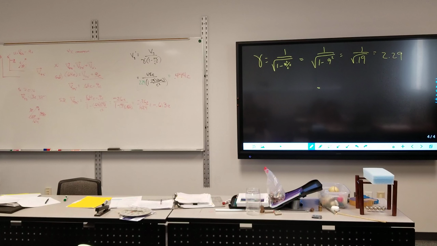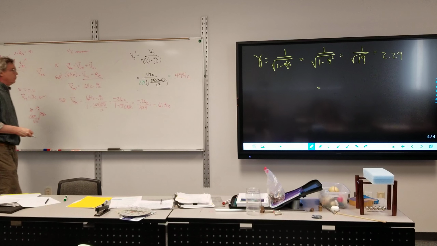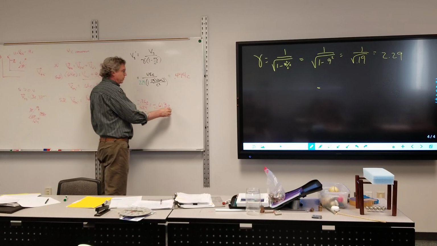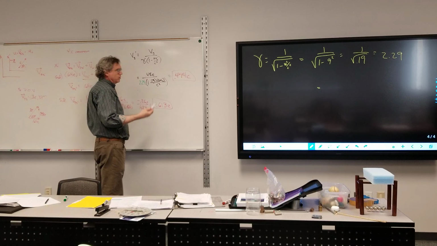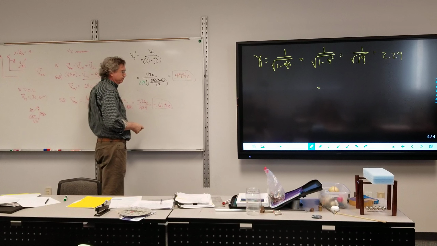All right, so in the prime frame, in the rocket's frame, we have our x prime component and our y prime component. And so you could then go through and put it into polar form or even rectangular form.